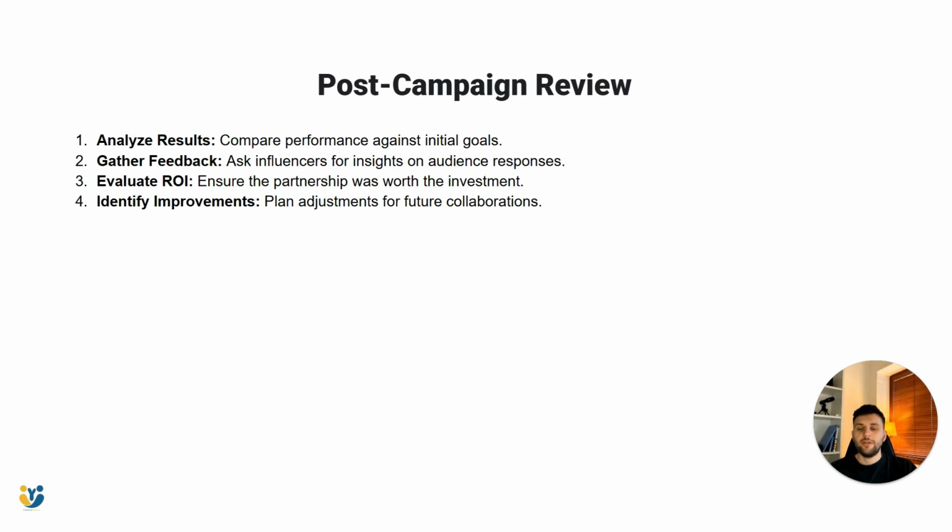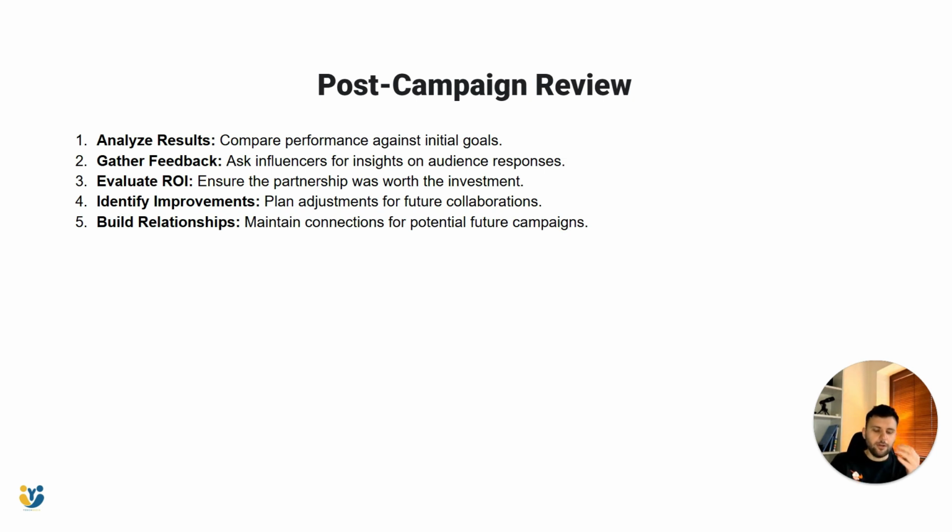Next up, you should identify improvements, right? Based on the data, plan adjustments for future collaborations. And last but not least, build relationships, or in this case, just keep the relationships going. Don't just ignore the influencer and stop communicating with them after the campaign, even though you don't work with them, and just message them from time to time. Why? Because after they're bigger, if you have a great relationship, you can then hit them up and do another sponsored post, and you and the influencer can profit on it as much as possible, right?